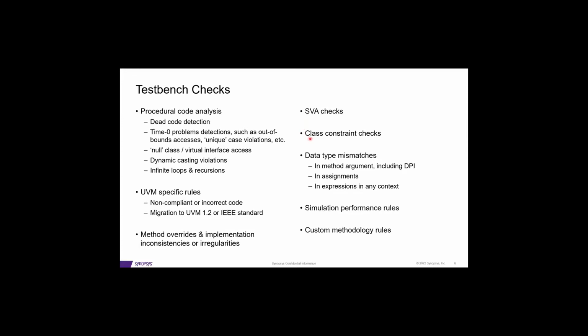Rules to check correctness of constraints, with information such as an inconsistent set of constraints, will help save a lot of debug time as well. We also must have checks for data type mismatches and for simulation performance rules, such as an unused clock, which can help in saving a lot of simulation cycles which may otherwise go undetected in a test bench.